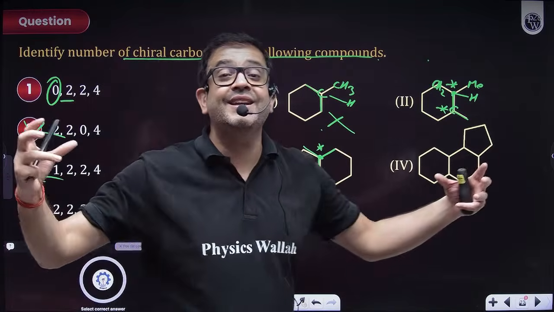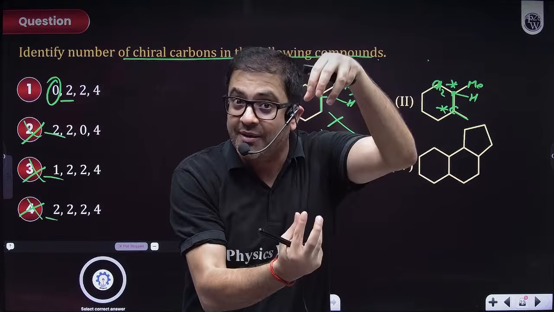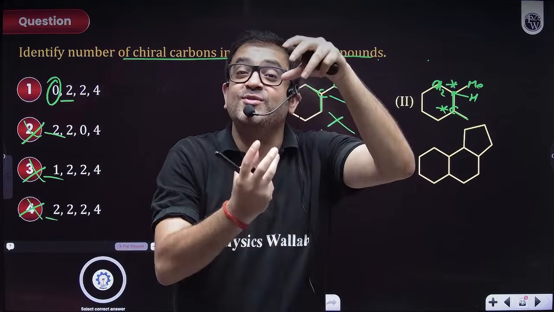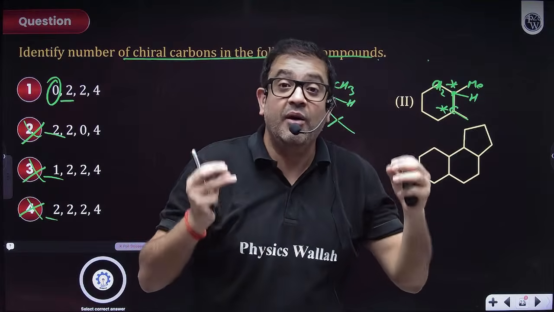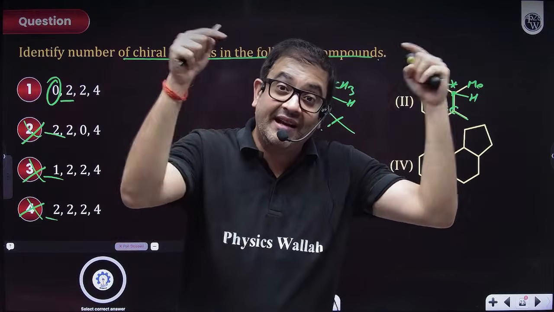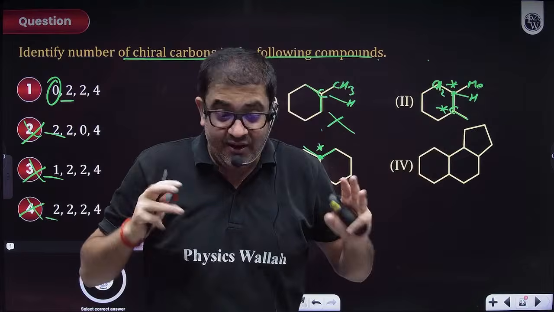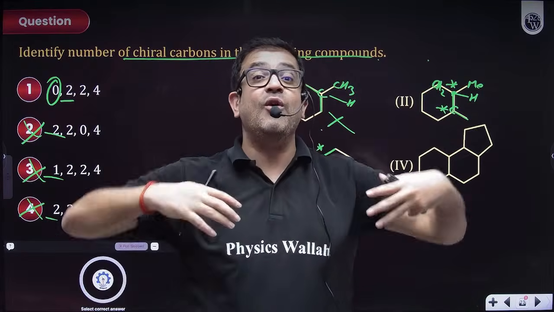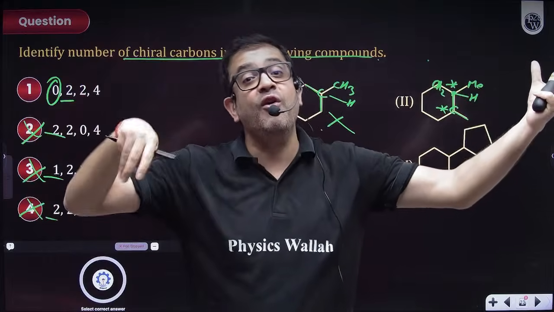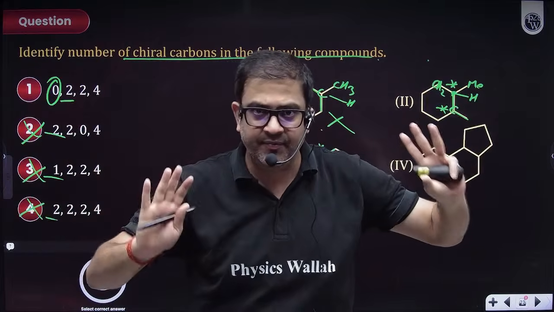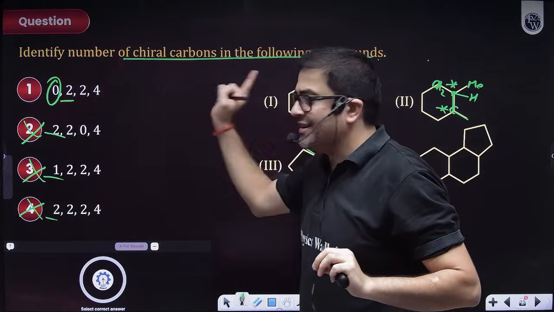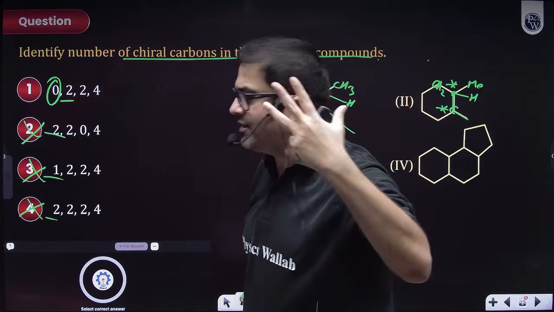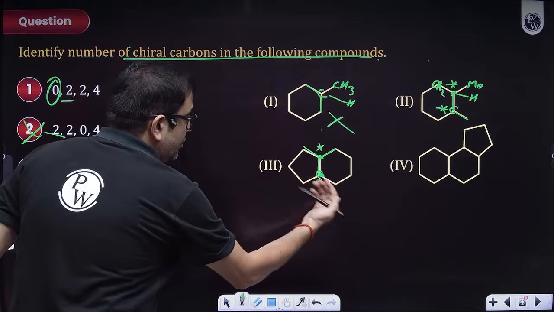Whenever 2 rings are fused through 2 carbons, those 2 carbons will always be chiral centers. I hope you're getting this. You may have an optical stereo center, but the overall molecule may or may not be optically active. Right now we are just discussing chiral centers, chiral carbons. So it has 2 chiral centers. Okay, sir.